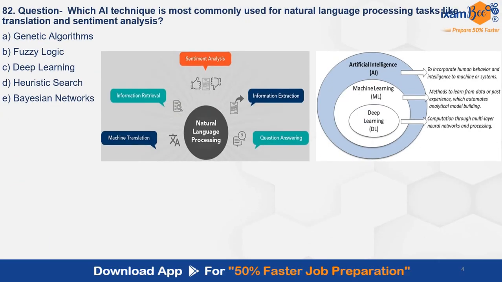Question number 82. Which AI technique is most commonly used for natural language processing tasks like translation and sentiment analysis? A. Genetic algorithms. B. Fuzzy logic. C. Deep learning. D. Heuristic search. E. Bayesian networks. And the correct option is C.